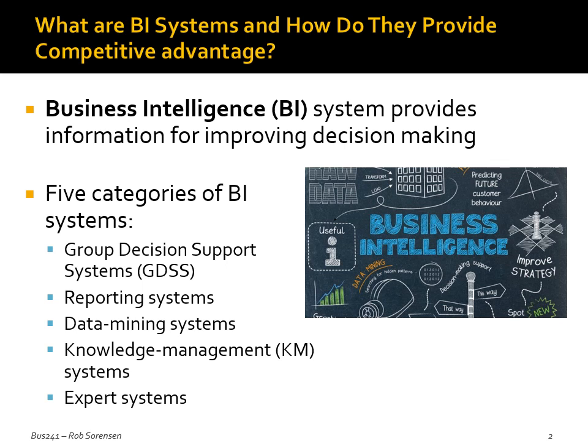There's 5 categories of business intelligence systems: group decision support, reporting systems, data mining systems, knowledge management systems, and expert systems. All right, and they're going to allow us to do all kinds of great things. You can see here over in the infographic on the right.